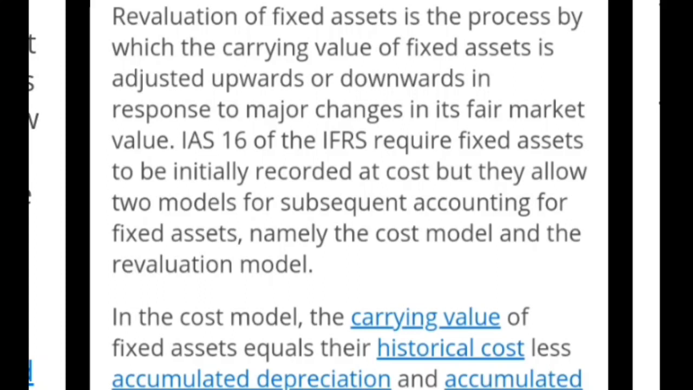In the cost model, the carrying value of the fixed asset equals its historical cost less the accumulated depreciation or accumulated impairment loss. There is no upward adjustment to the value due to changing circumstances, as the cost at which the asset is purchased shall be recorded at the same value till the end of the life of the asset, and it shall be depreciated accordingly over time.